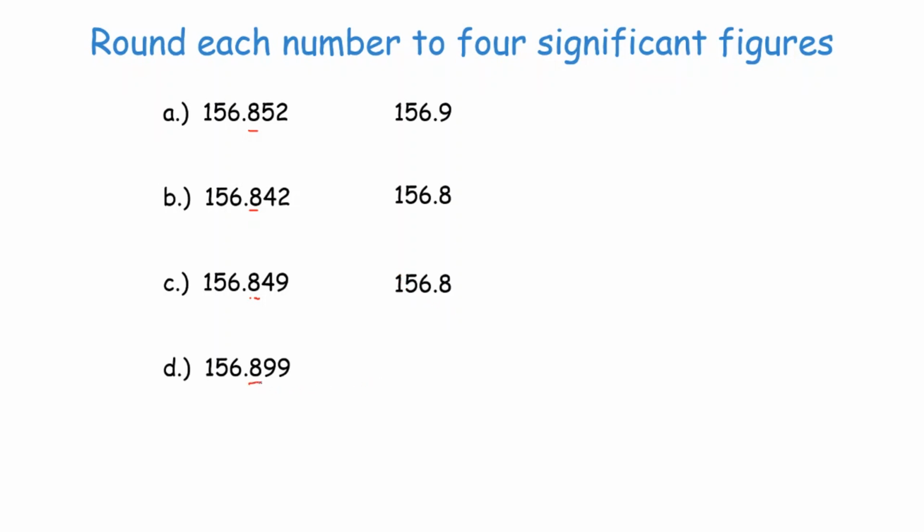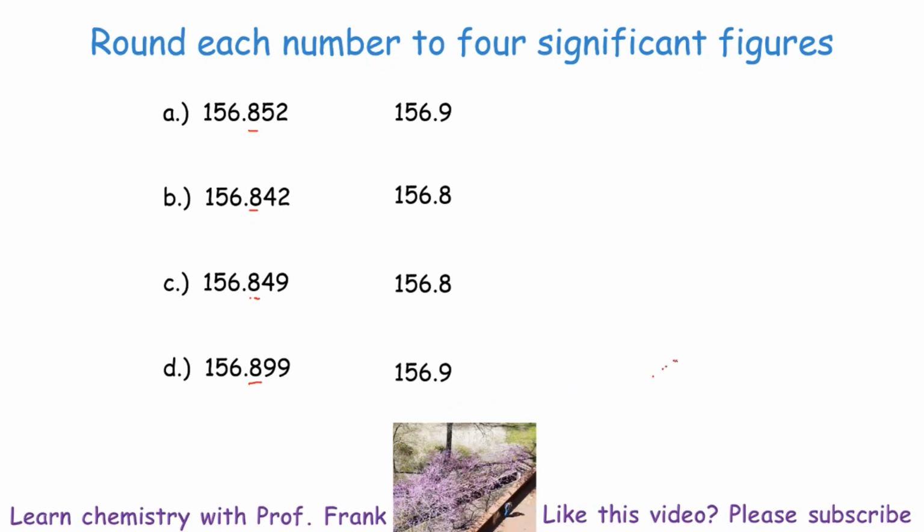So the last one here, again, the last digit is 8. And then the one after that is 9. We round it up, 156.9. Okay, so that's how you do the rounding.